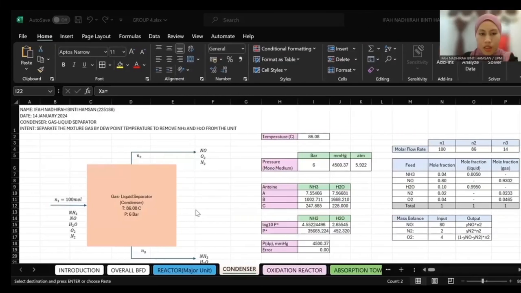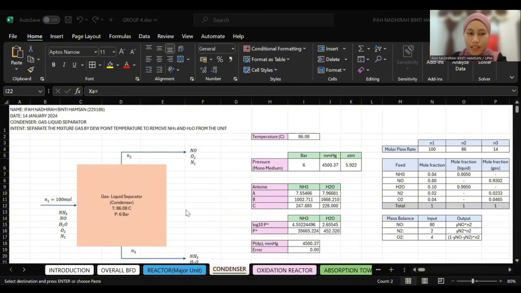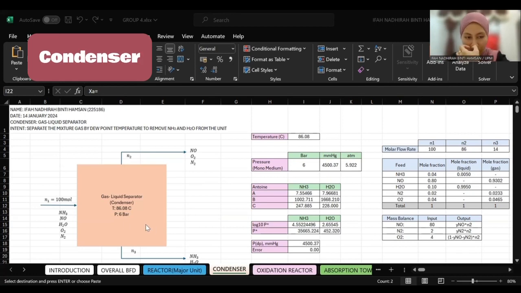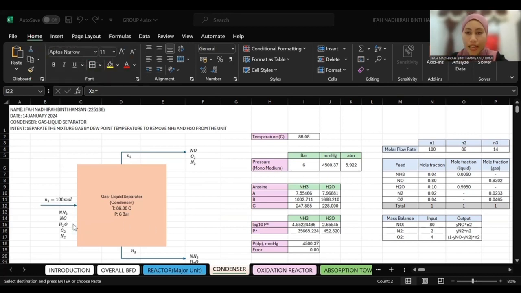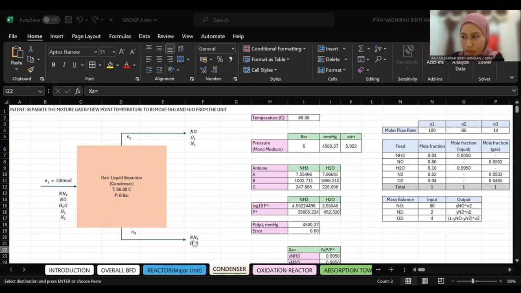Thank you. Next, the second unit, which is the condenser or gas-liquid separator. We know from unit 1 that we have a gas mixture that contains nitric oxide, air, ammonia, and H2O. So the intent of this unit is to remove the unwanted components, which are ammonia and water, by dew point temperature. We need to use Raoult's law to determine the temperature based on the fixed medium pressure, which is 6 bar. In this unit, we only need nitric oxide with air to go to the next oxidation process, which is reactor 2.